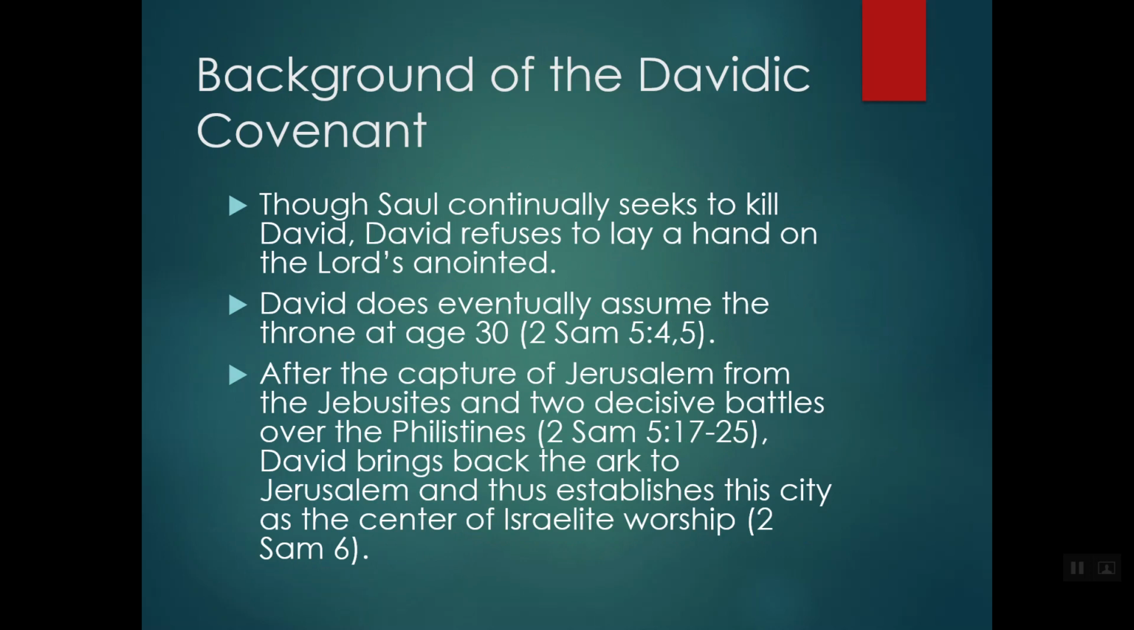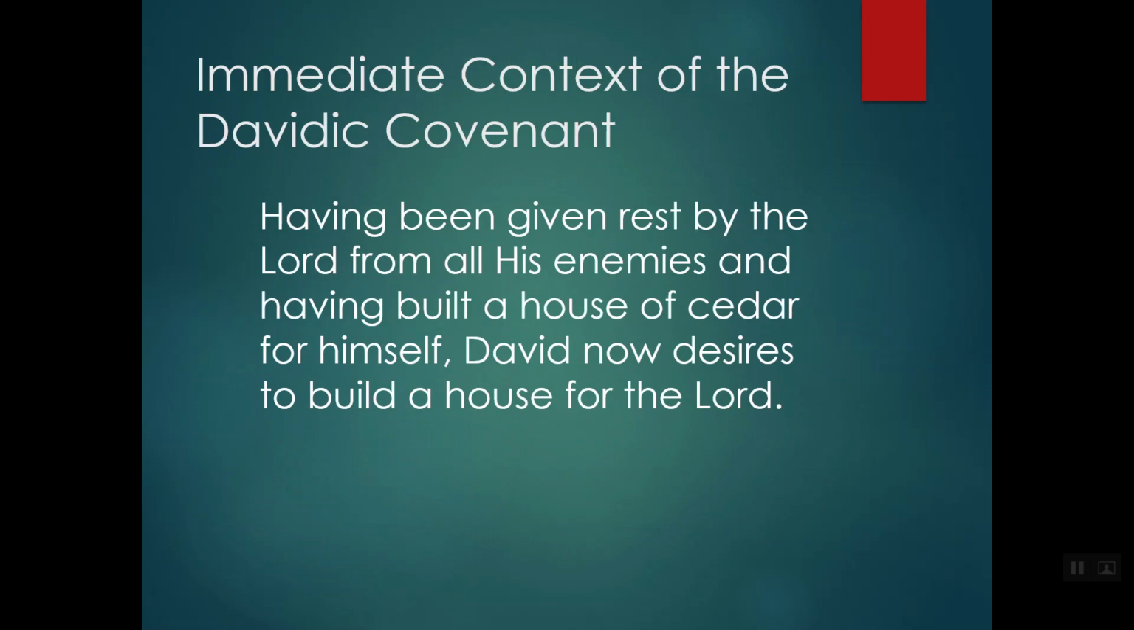David does eventually assume the throne at the age of 30. And after the capture of Jerusalem from the Jebusites and two decisive battles over the Philistines, David brings the ark back to Jerusalem. That's going to be a very significant event in Israel's history, because this is going to be the place that David establishes as God's city. This is where the temple is going to be built, and this is where the ark is going to remain after it had been at several different places up to this point. So David establishes the city of Jerusalem as the center of Israelite worship. Remember, this is over a period of 400 years from the time that Israel first enters into the Promised Land.